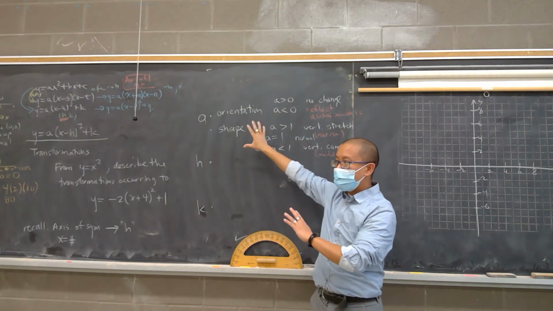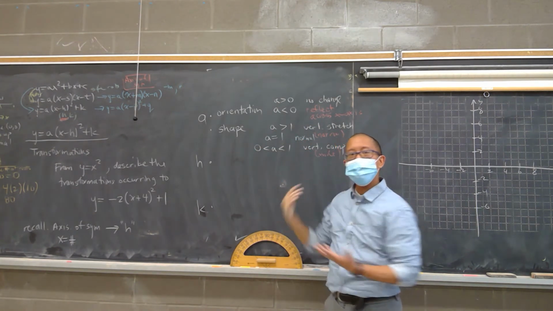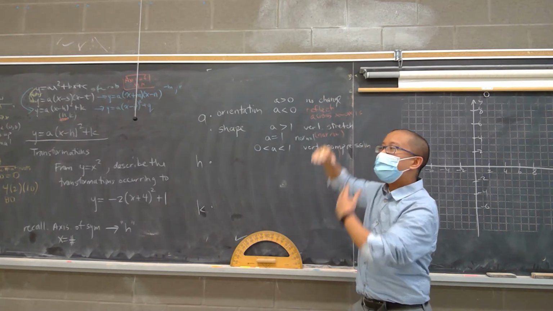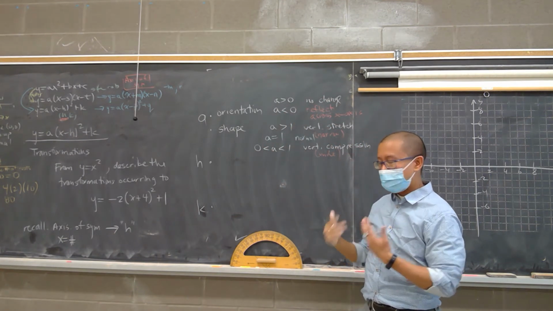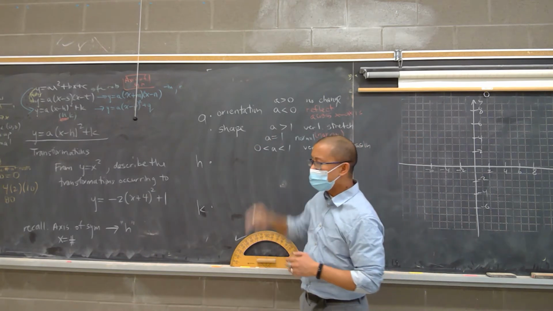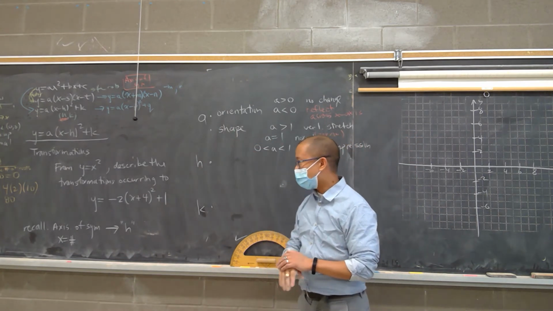Notice a is kind of weird because it gives us 2 components, and some teachers teach them all at once. I like breaking it down to its parts. Not all of them are going to happen like this, and we'll talk more about it in a moment. But that's the vertical stretch and compression. That's what a stands for.